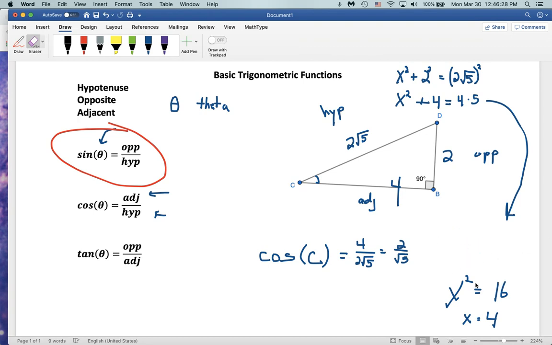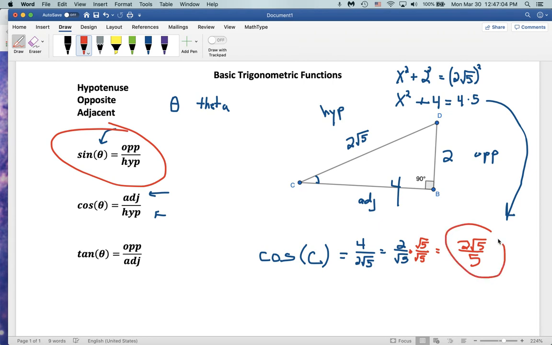So how do we get the square root out of the denominator? We rationalize it. And I rationalize it by multiplying it by the square root of 5 over the square root of 5, right? In other words, I'm multiplying by 1, and that's a multiplication symbol, not a subtraction. And when I do that, I get 2 times the square root of 5 divided by, well, what's the square root of 5 times the square root of 5? It's the square root of 25, which is 5. And there is your rationalized answer.